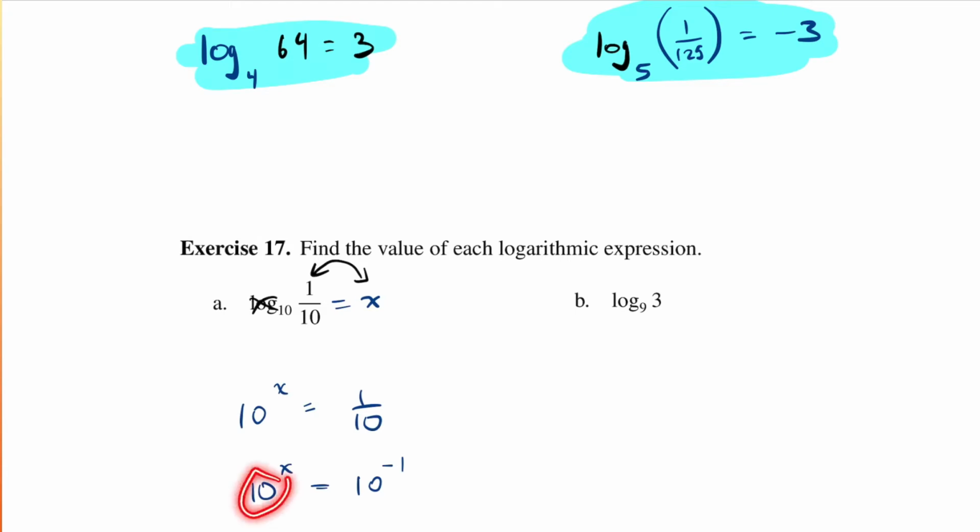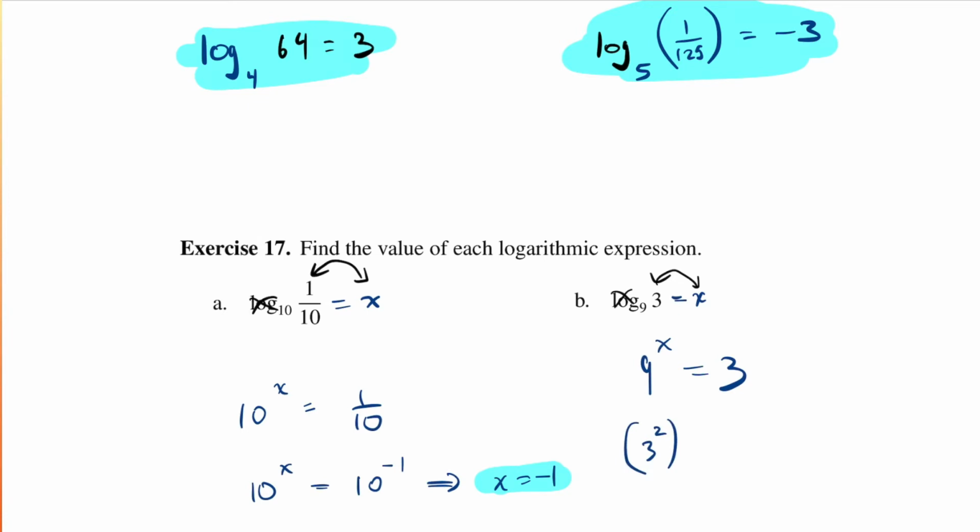And now since we have the bases the same, now we can set the exponents equal to each other, and that is our final answer. Same thing over here, set it equal to x, cross out the word log, swap: base 9 to the exponent of x is equal to 3. Our goal is to make the bases the same, which we can. We can call 9 3 to the second power, because that's the same thing as 9. On the right side, we have 3 to the 1. So now we multiply the exponents. 2 times x is 2x.